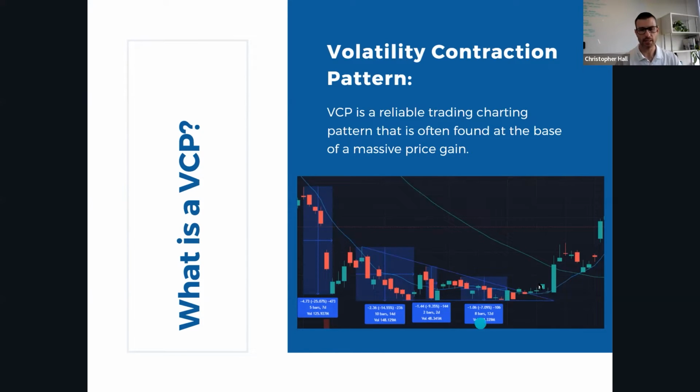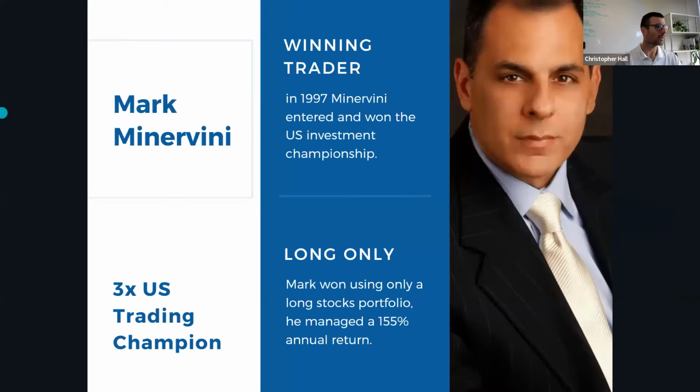So it's identifying in this area here before it starts to break out and climb. That's the critical part that the volatility contraction pattern and the SEPA aim to identify. So Mark Minervini is the founder of the VCP, or volatility contraction pattern.